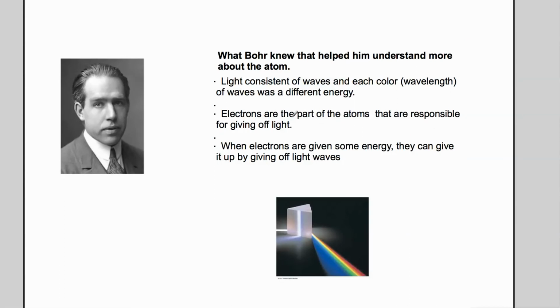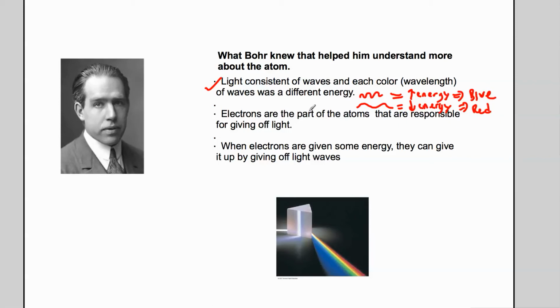All right, first, some things that Bohr knew about the atom that helped him to understand what he was seeing and ultimately revise Rutherford's model. First, he knew that light consisted of waves, and each color or wavelength of waves was a different energy. We've seen that short waves like this equal higher energy, and those are generally blue or bluish or violet. Longer waves equal lower energy, and those are generally in the red part of the rainbow spectrum.